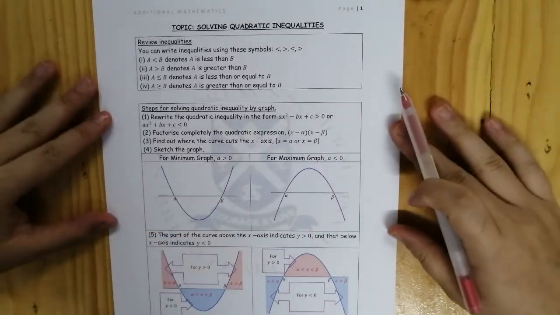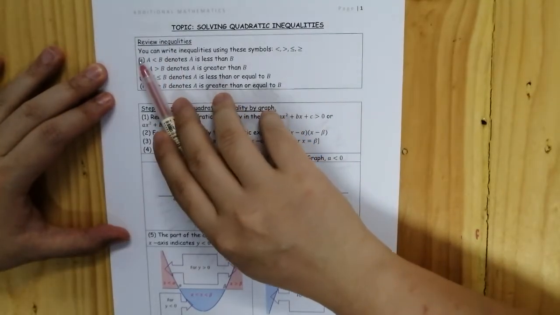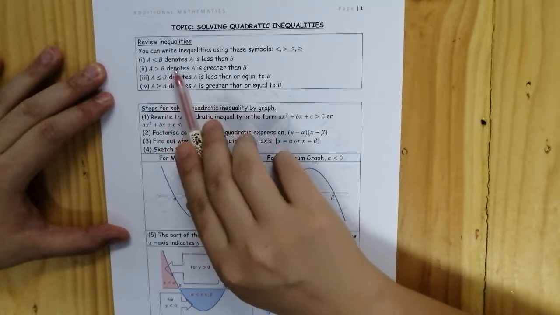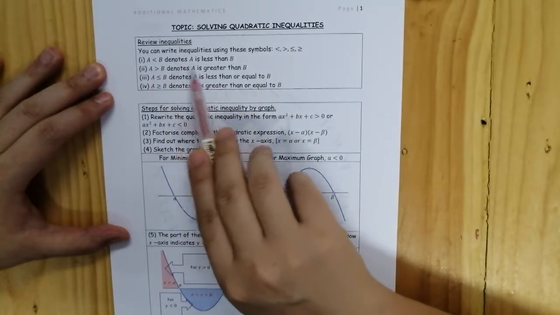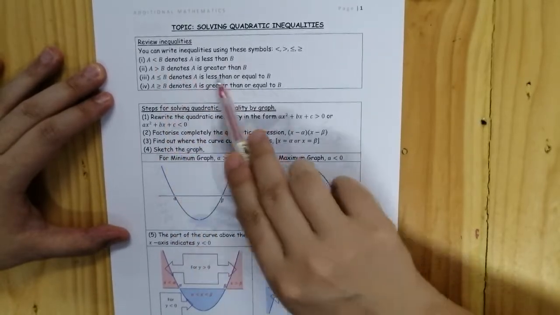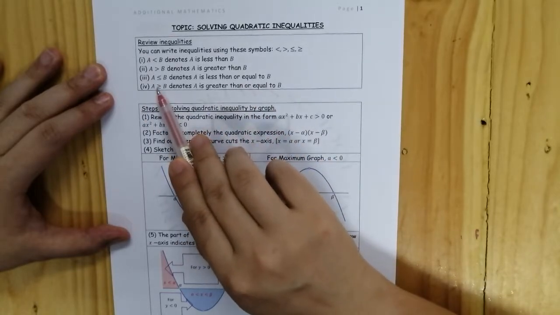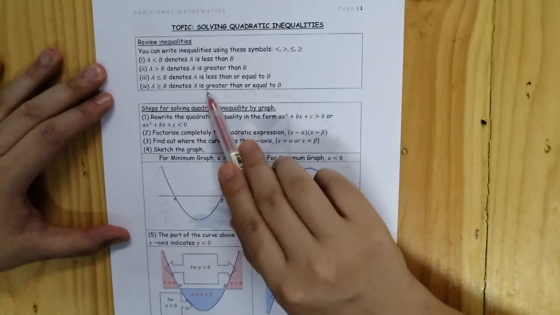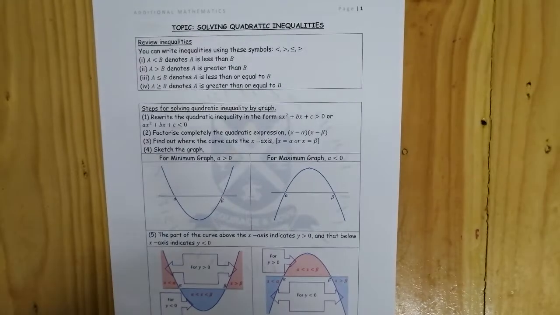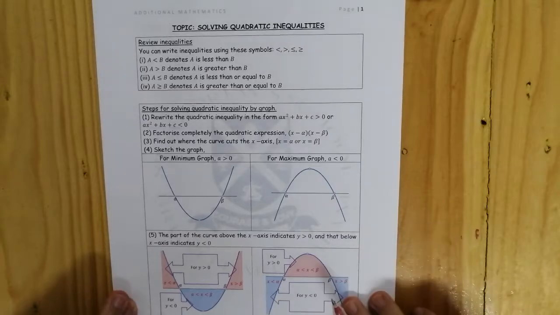So in order to solve quadratic inequality, let's review what is inequality. We can write inequality using these four symbols. The first symbol denotes less than, the second denotes greater than, the third is less than but with an equal sign, so it's less than or equal to, and the fourth is greater than with a stroke, which means greater than or equal to.